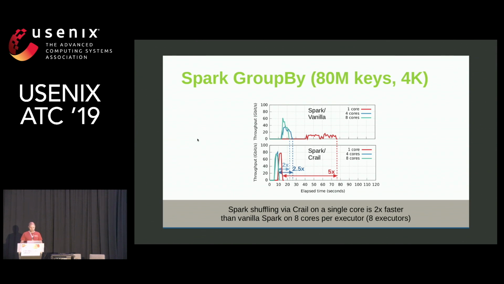You can see we're about 5 times faster with the Crail-based shuffle engine with a single core than the vanilla Spark shuffler. Even if you throw 8 cores at the vanilla Spark shuffler, we are still about 2 times faster with a single core. So this performance translates to either better performance or better efficiency, as in fewer cores.